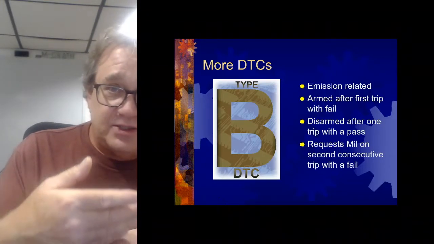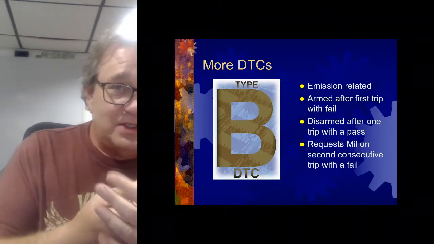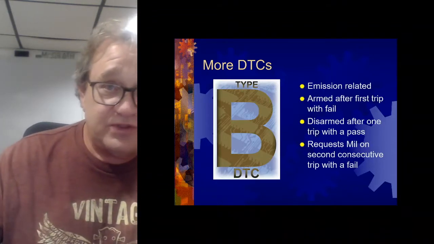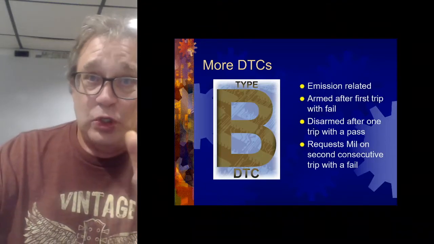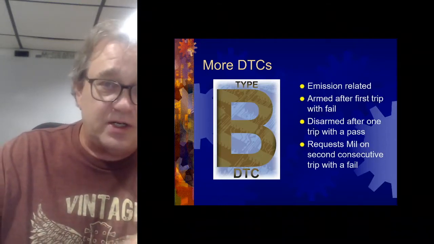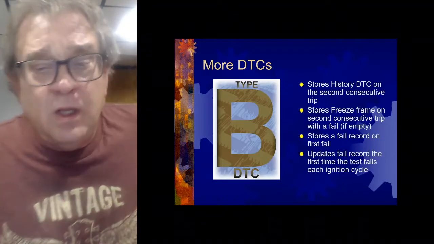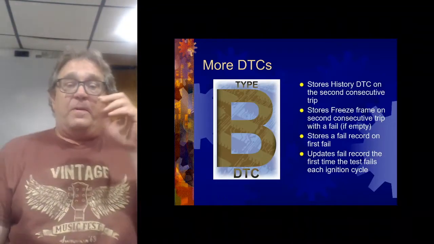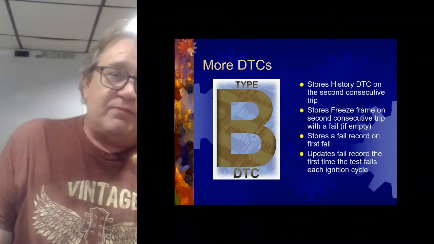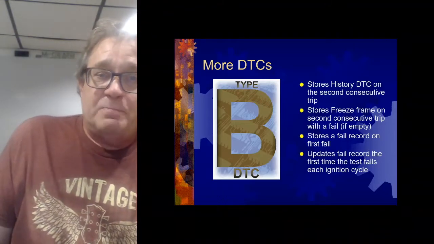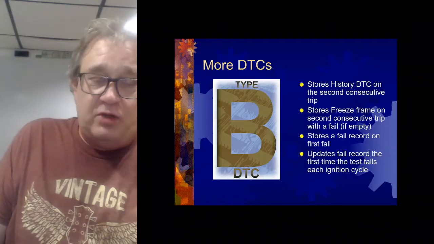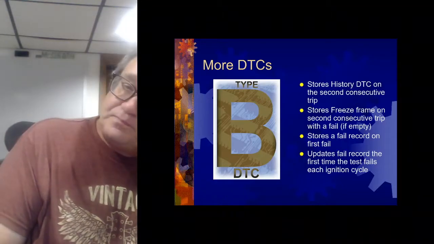Get it? Just because you don't have a hard code doesn't mean you don't have a code in there. It's like going and checking history codes. What code was in here that has matured out? Anyways, all right. So it'll freeze frame the first pending code. It'll freeze frame, then it'll update on the second one.